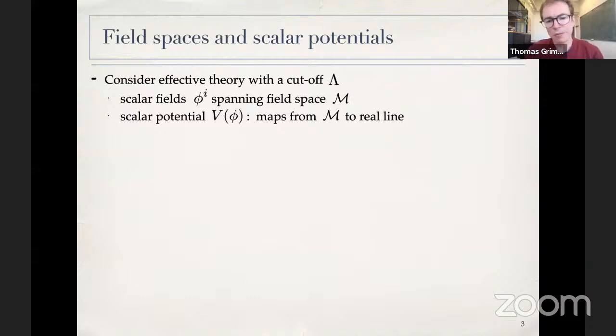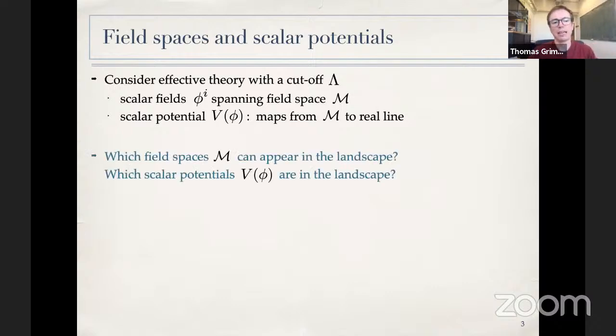Well, if you want to study such general questions, then it's good to focus on at least some part of the effective theory. And this is also what I want to do in this talk mostly. Namely, we can look in more detail at the field spaces and scalar potentials which appear in effective theories. So let's consider an effective theory with a cutoff lambda and introduce some scalar fields phi, which span a field space, which I call M. Then a scalar potential is a map from this field space M to the real line, and the question which one might ask is, which field spaces M can appear in the landscape?